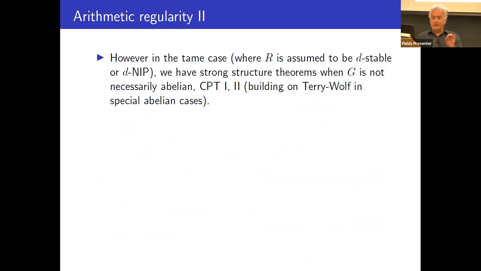However, you could also look at the tame case of arithmetic regularity, where you assume R to be that relation. So I've had this relation before, R coming from A, where R, let's say, is stable or NIP. So now you're looking at all pairs (G, A), where A is NIP or stable in the sense of the relation, then in fact you have strong structure theorems when G is not necessarily abelian.